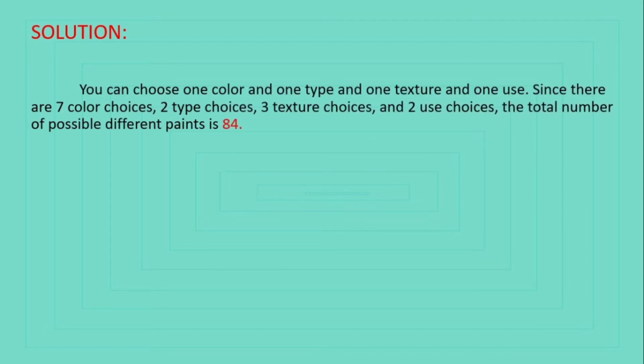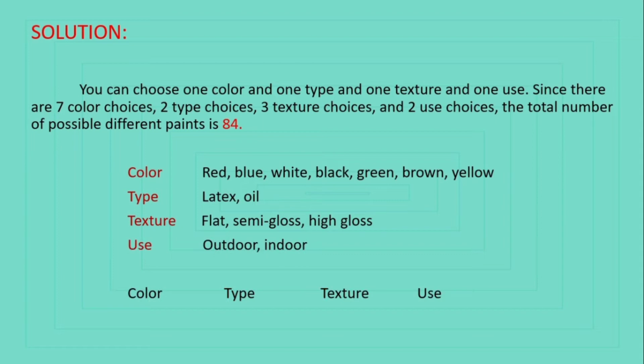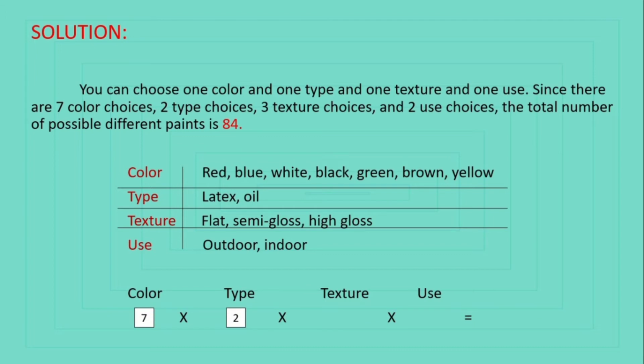You can choose one color and one type and one texture and one use. Since there are 7 color choices, 2 type choices, 3 texture choices, and 2 use choices, the total number of possible different paints is 84. You have to multiply the number of color, type, texture, use. For color, we have 7. Multiply by type, we have 2. Multiply by texture, we have 3. And multiply by use, we have 2, which is equal to 84.